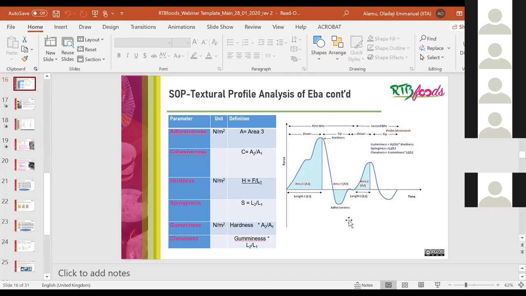There's a question from Jim. Did you also collect NIRS data from prepared eba, so from the end product directly? I couldn't get the question, please, if you can repeat it. Did you collect NIRS spectra on the eba dough, on the final product, and not only on gari, the intermediate?